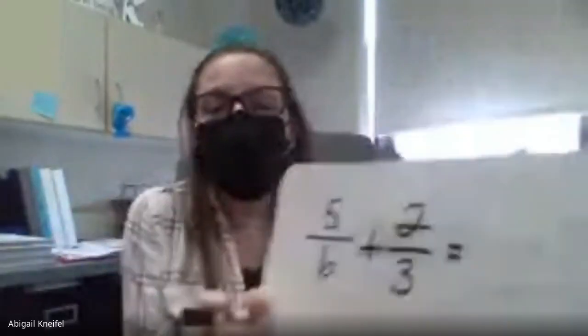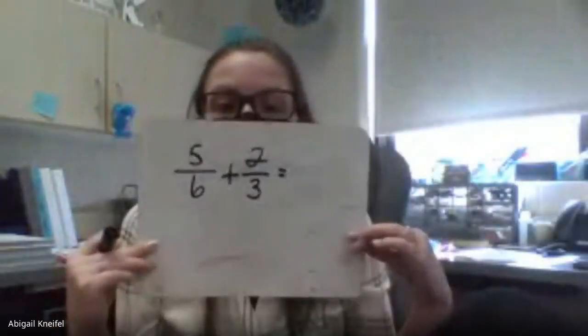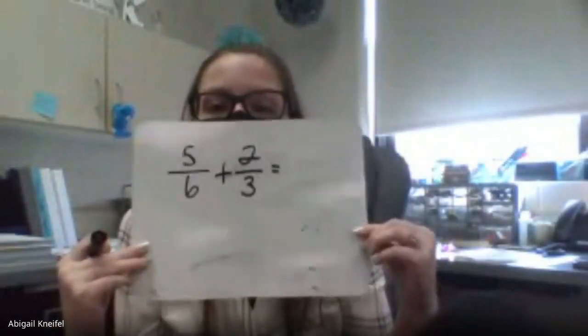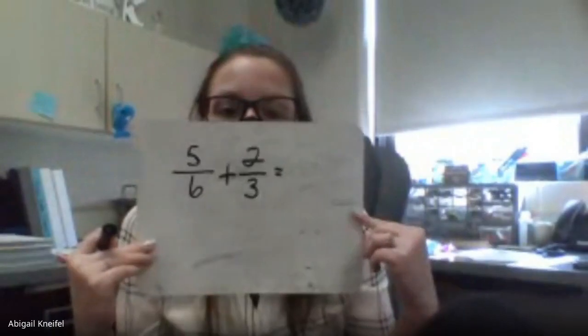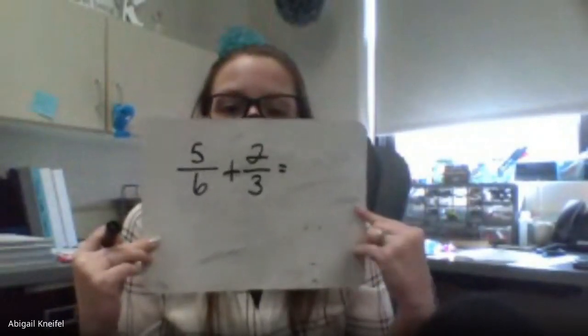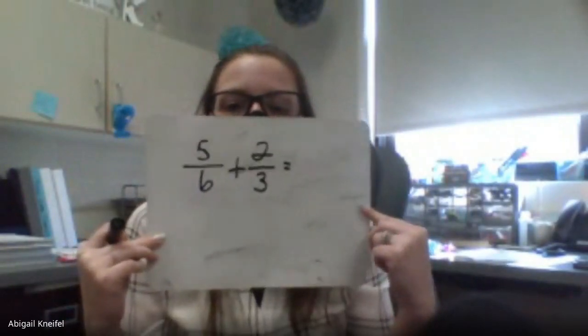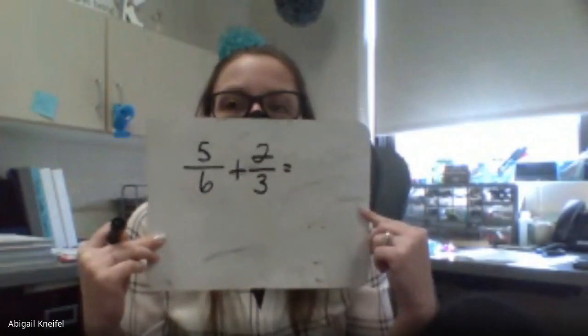First problem. Remember, we're reviewing. You have learned how to do this in the past, so no one panic. If you don't remember, that's why we're reviewing. But you have learned this, okay? Letting you know now. I want you to add these fractions. 5/6 plus 2/3.